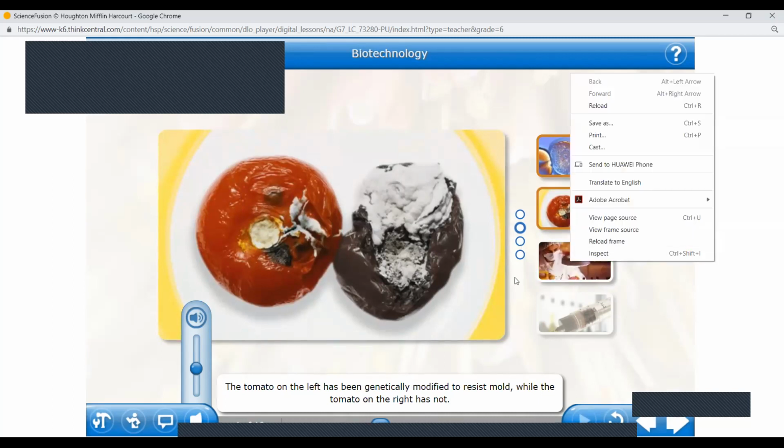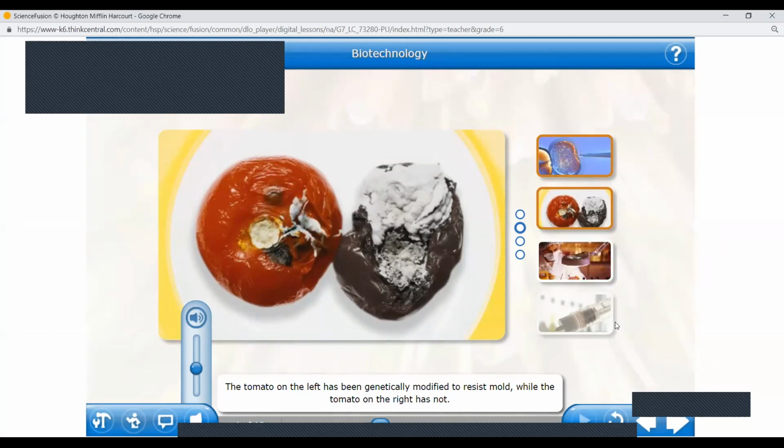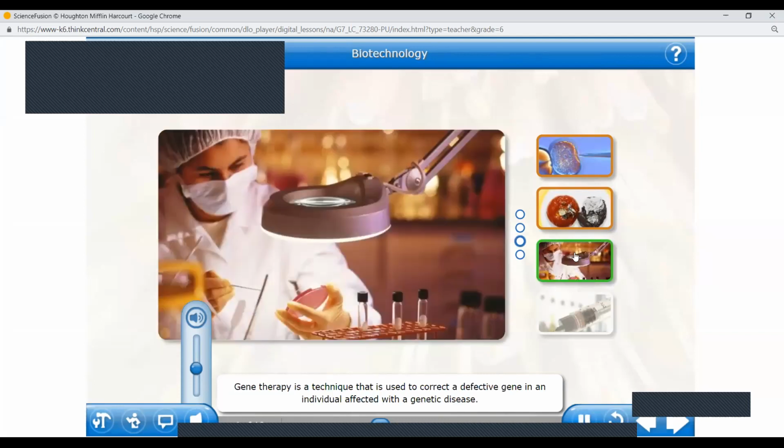Miss, the tomatoes look old. Yes, that's what it's saying. This tomato is rotten and it doesn't have the resistance to stop this mold. But here it has the resistance to stop mold. Both are the same tomato, but they modified this one. That's why it is fresh, better than this.